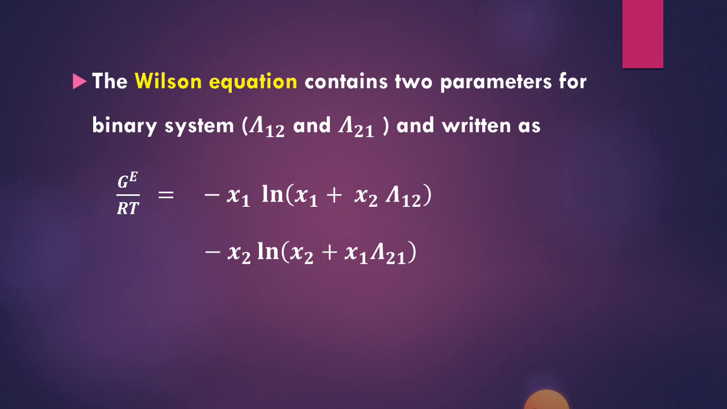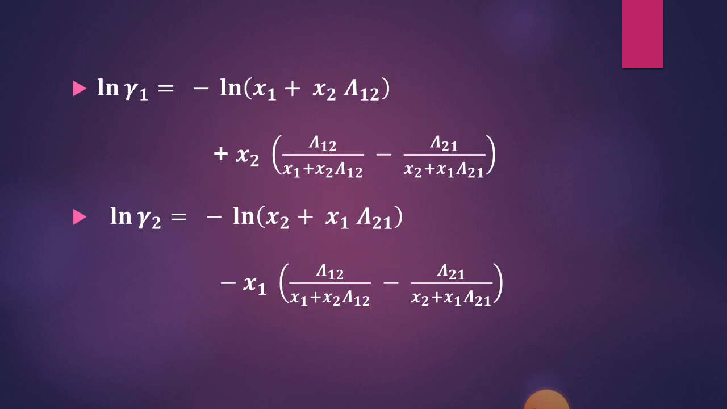So for a binary system, the expression is written as GE by RT is equal to minus x1 ln of x1 plus x2 lambda 12, minus x2 ln of x2 plus x1 lambda 21. From this, ln gamma 1 is the partial derivative of n GE by RT with respect to n1, which we have to apply. Based on that, ln gamma 1 is equal to minus ln of x1 plus x2 lambda 12, plus x2 into lambda 12 by x1 plus x2 lambda 12, minus lambda 21 by x2 plus x1 lambda 21.